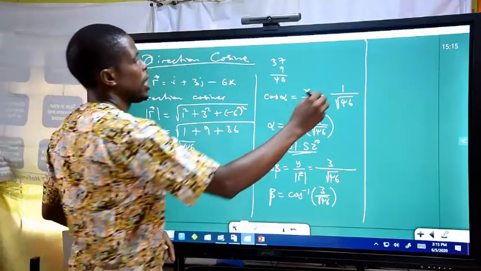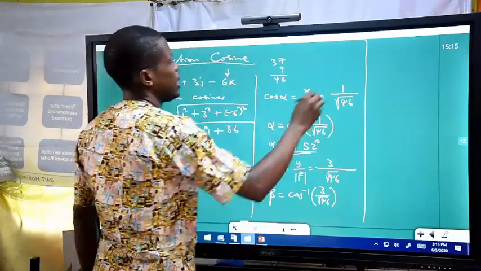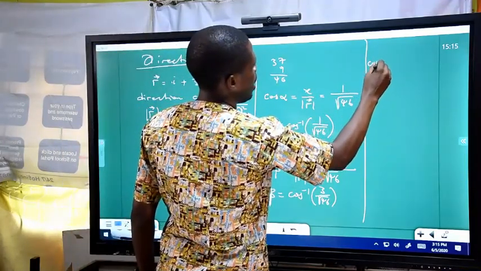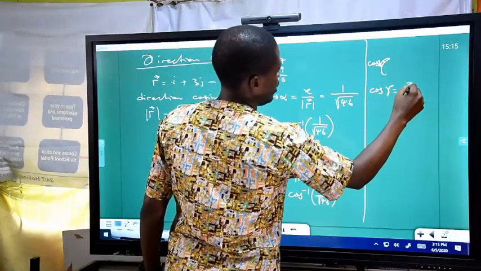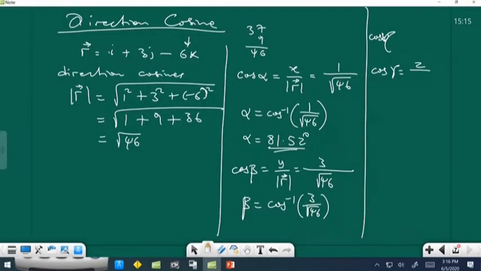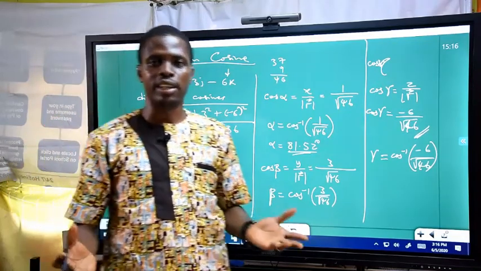For gamma, the direction cosine in the z direction, cos gamma is equal to z divided by the modulus of r. z here is minus 6, so we have minus 6 divided by root 46. You can also use your calculator and solve that. So our gamma here will be cos inverse of minus 6 over root 46. So this is the concept of direction cosine.